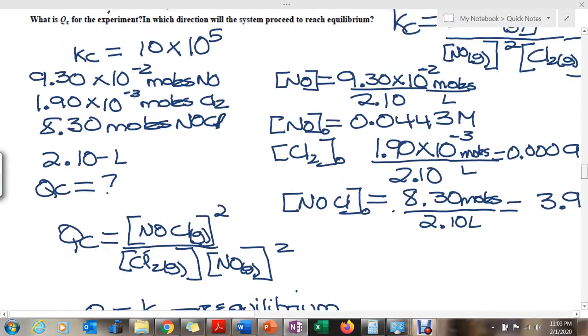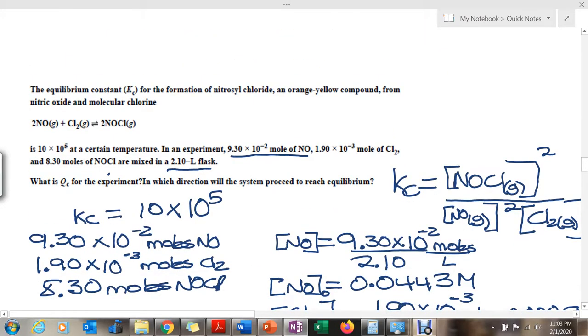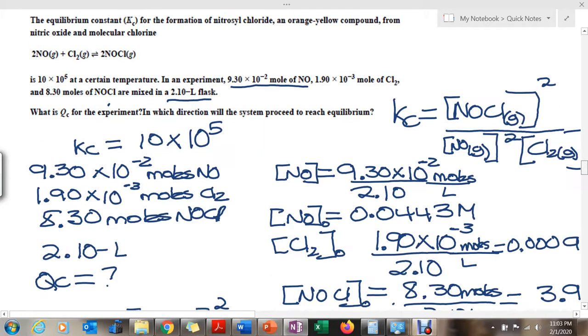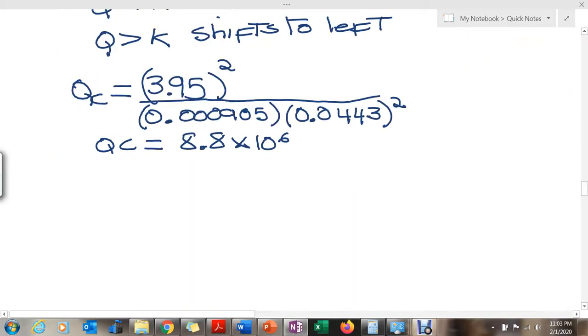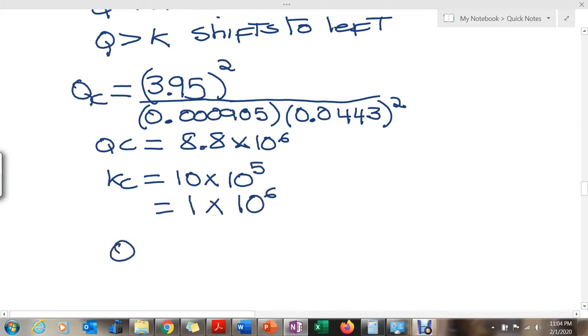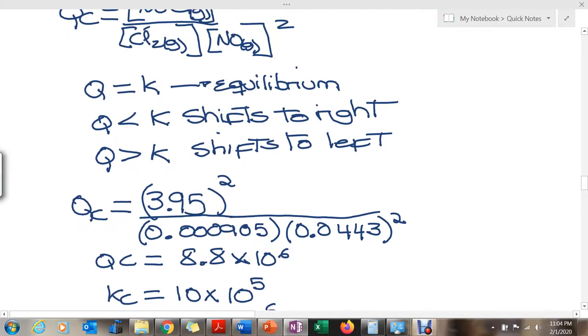Now we're going to compare it to the K, which is 10 times 10 to the 5th, right? 8.80 times 10 to the 6 is greater than Kc, 10 times 10 to the 5th. Or, in a better way, 1 times 10 to the 6th. Anyway, Qc is greater than Kc. I mean, you have too much product, so we have to shift to the left.